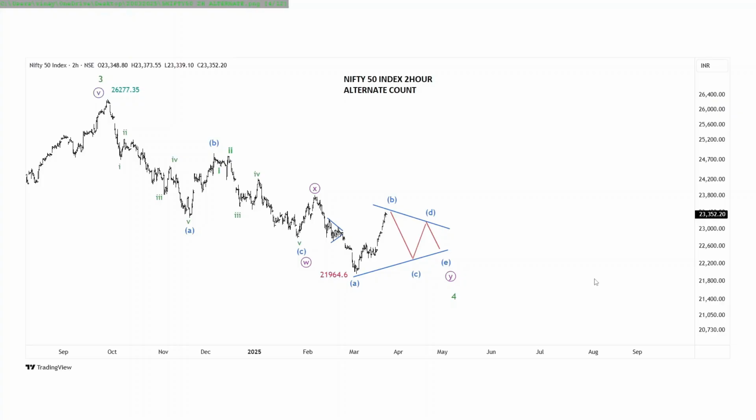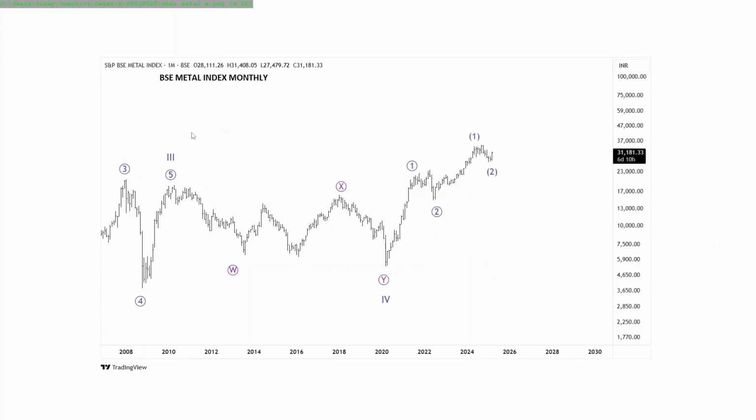Now we will move to the sectoral index, and this week I have taken up the metal index. BSE metal index monthly chart shows that it was in a long sideways consolidation since 2007, and the cycle wave 3 was completed in 2010, and thereafter cycle wave 4 traced out a WXY pattern to complete the cycle wave 4. Thereafter primary wave 1 has been completed, and primary wave 2 was flat. Thereafter intermediate 1 and 2 are also complete.